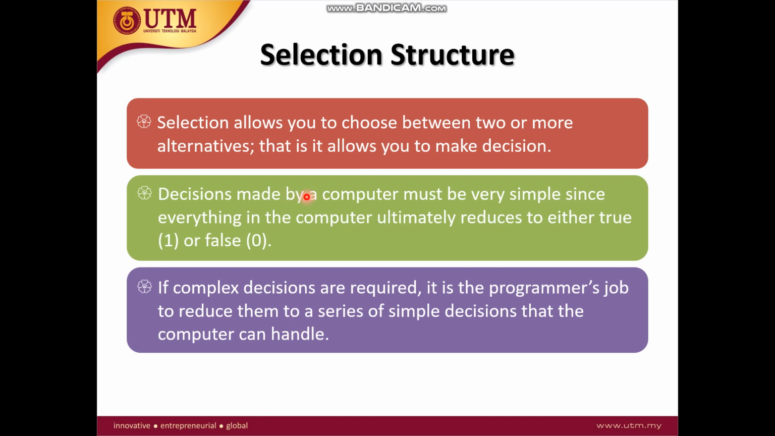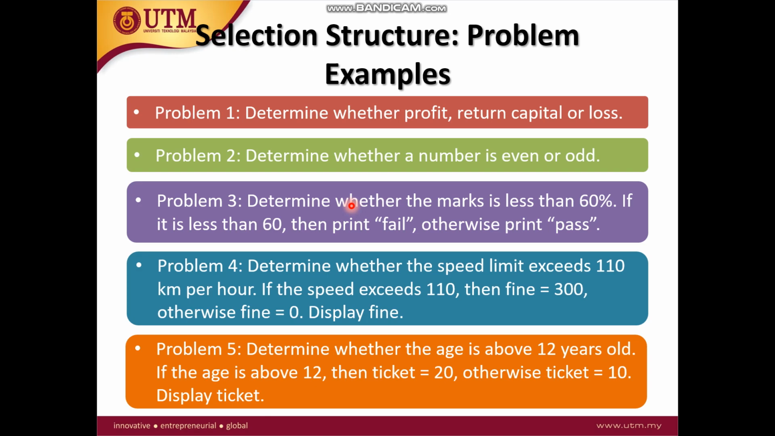So why do this? The decision made by the computer must be very simple. Why? Because computers work on only two values: they are 1 and 0, they are true and false. So when you are facing some complex decision, you need to reduce this complexity yourself so that the computer can handle it.